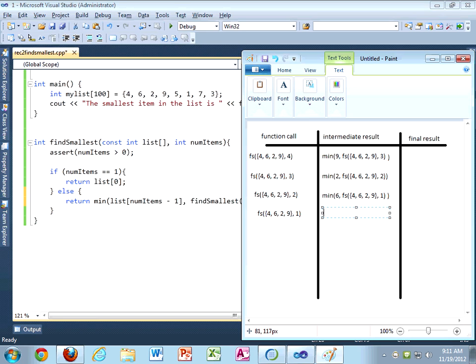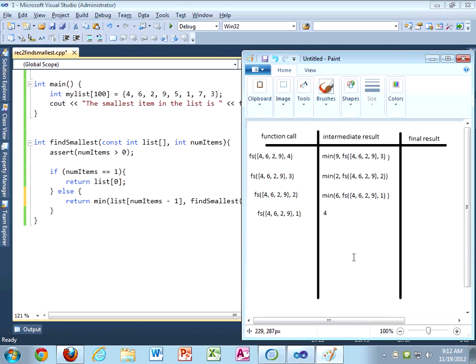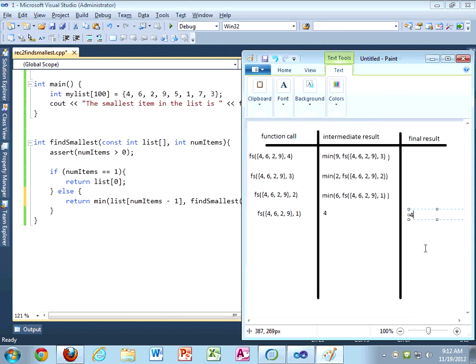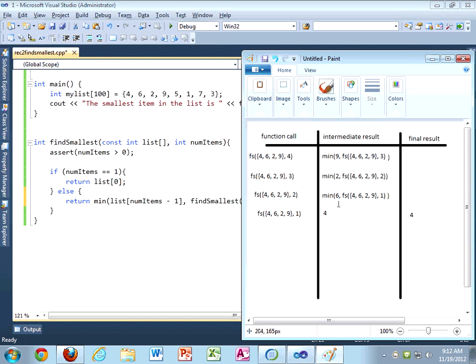So this is the second time here when I call find smallest of these 4 items in the array and num items equal to 3, that means I am not even looking at the 9. I'm just looking at the list 4, 6, 2, right? And here when num items is 2, I'm just looking at the list as it included 4 and 6, and that was it, and so on. Okay, so the answer here is just 4, right? Okay, so I'll go ahead and put the final result down there, 4.